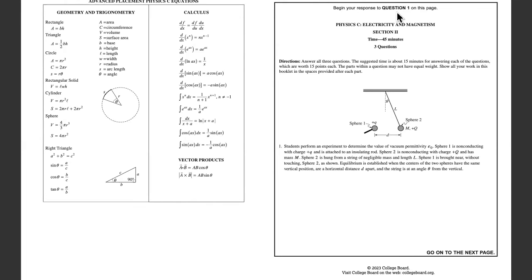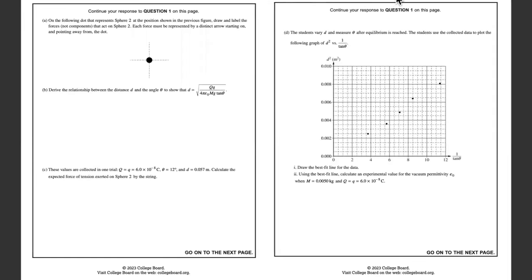So we have two spheres, right? Sphere one is attached to an insulating rod, and then sphere two is hanging from a string of negligible mass as well. Sphere one is brought near without touching sphere two, and we have equilibrium. If we go on to the next page when the question actually starts, and College Board really loves to do that nowadays, which is fine, I'm really glad that they're setting up the problem so well, we get to the first question, which asks us to draw a free body diagram on sphere two.